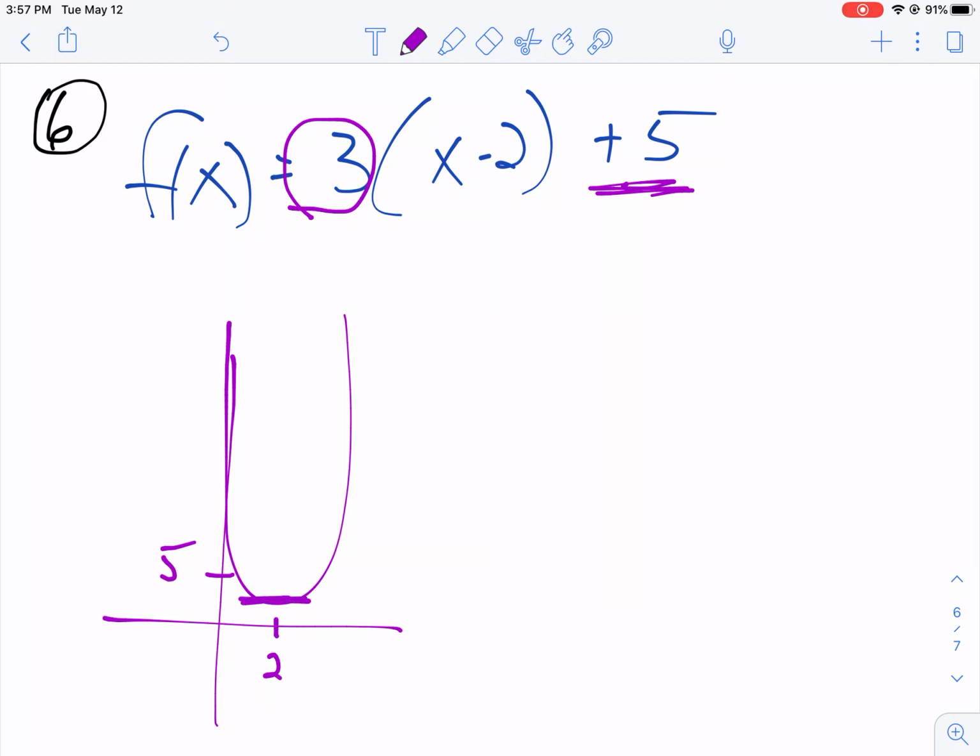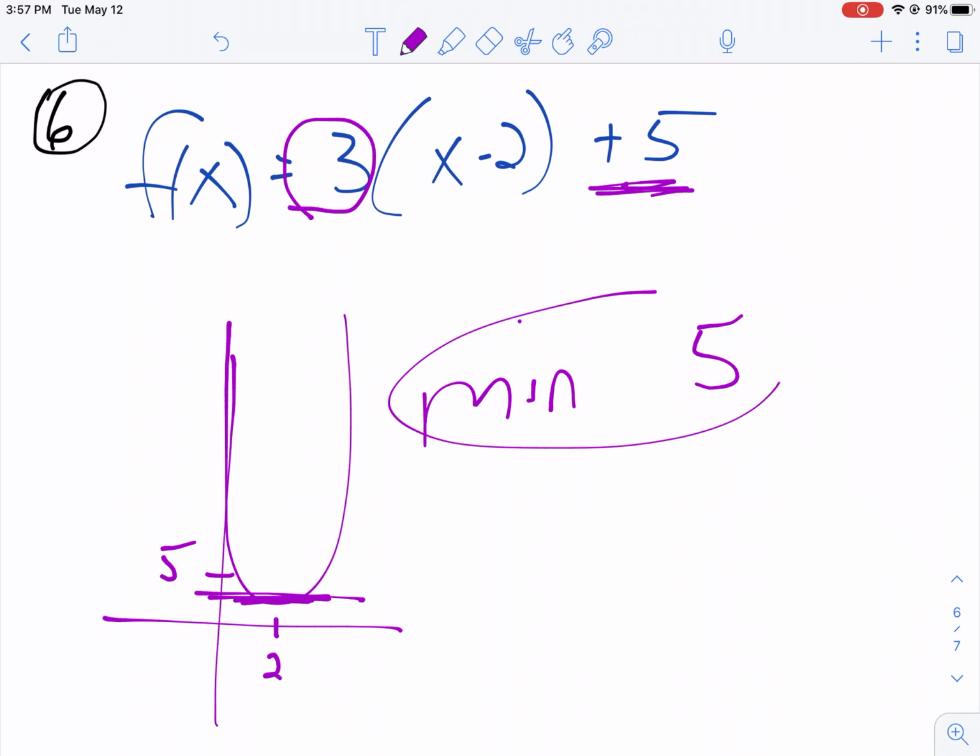So it has a minimum at 5. And that's what we're looking for there.